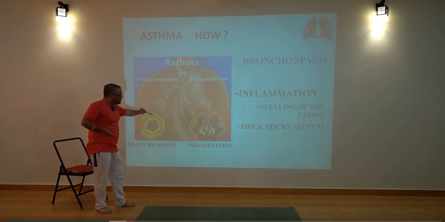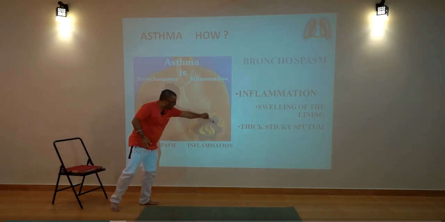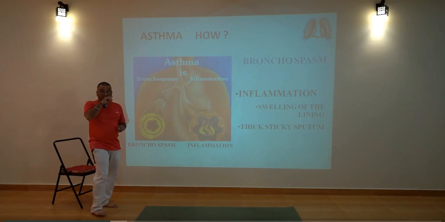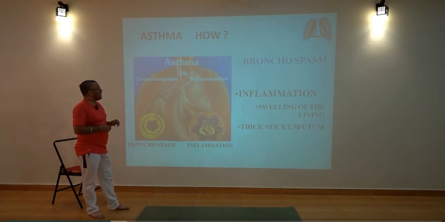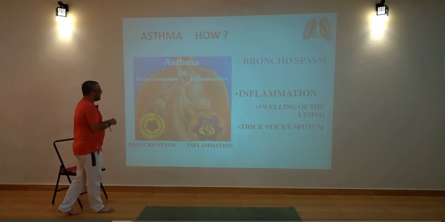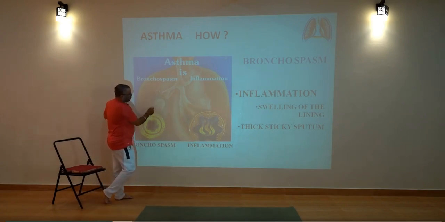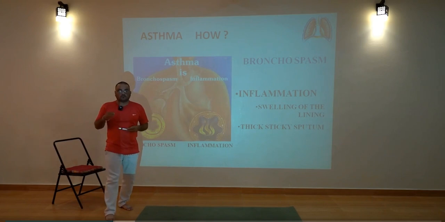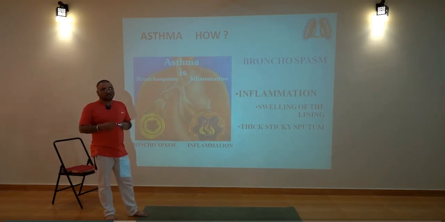And this bronchospasm also creates inflammation. When the inflammation begins, it affects our cells and tissues, so tissue death and cell death happen more recurrently here. So asthma is bronchospasm plus inflammation and swelling of the lining, and then thick sticky sputum appears. This is how asthma happens: because of the bronchospasm, the lining narrows and swells, and thick sticky sputum appears and forms inside your trachea.